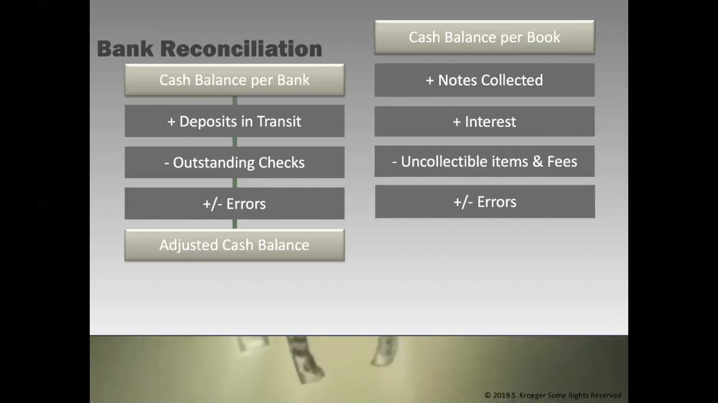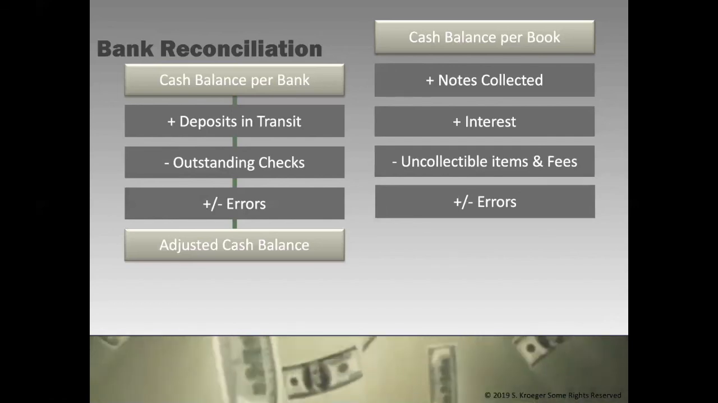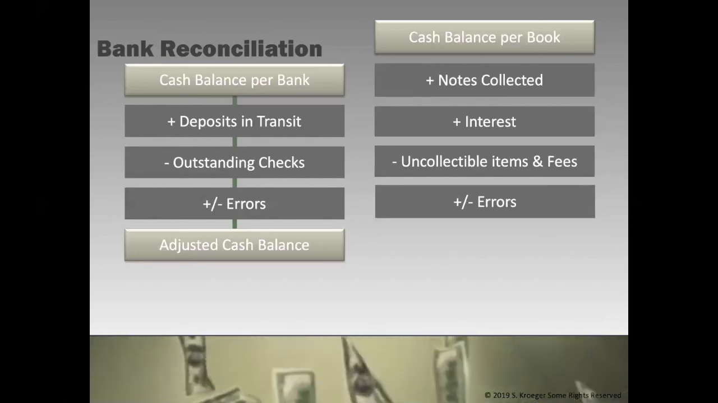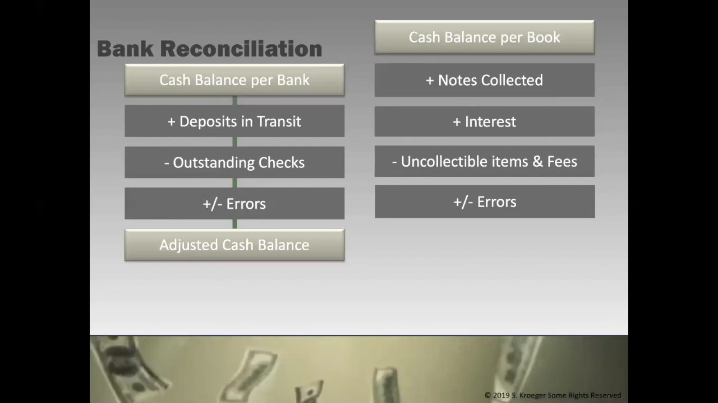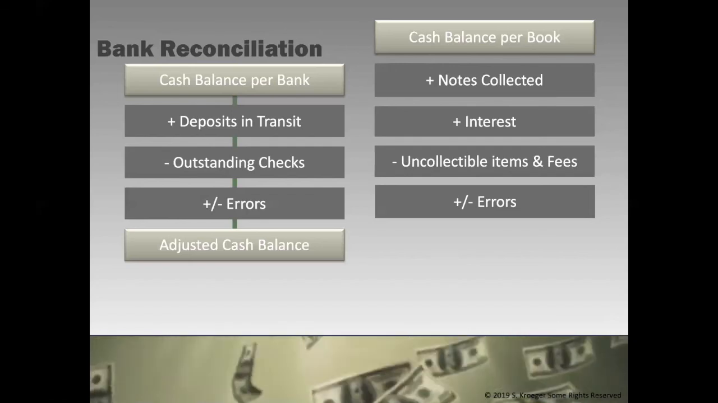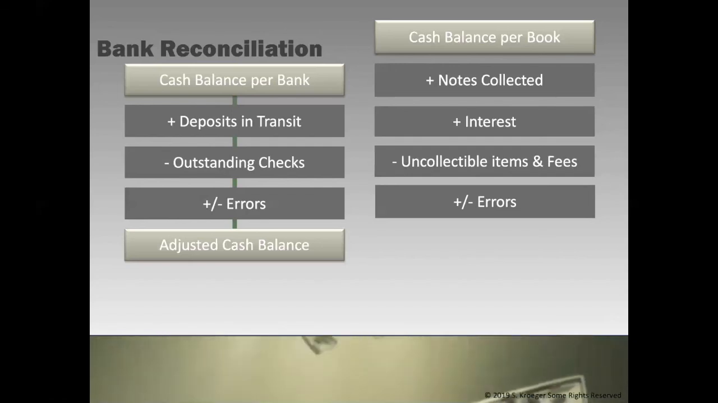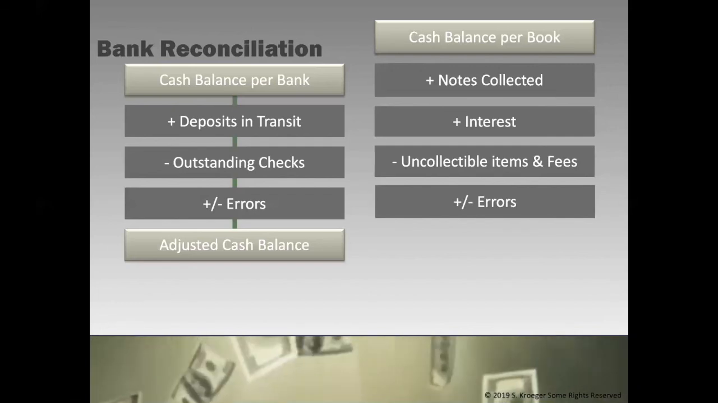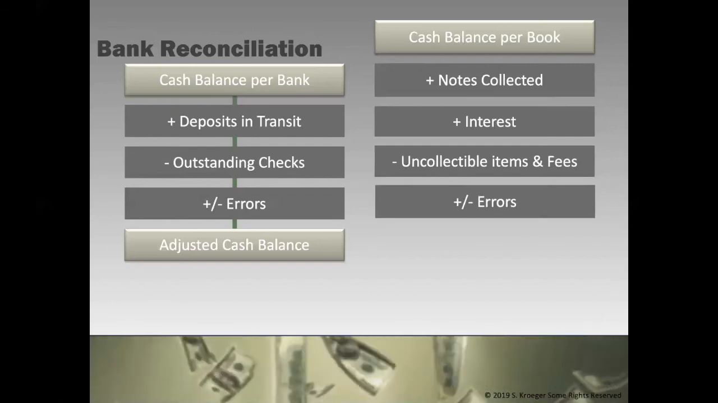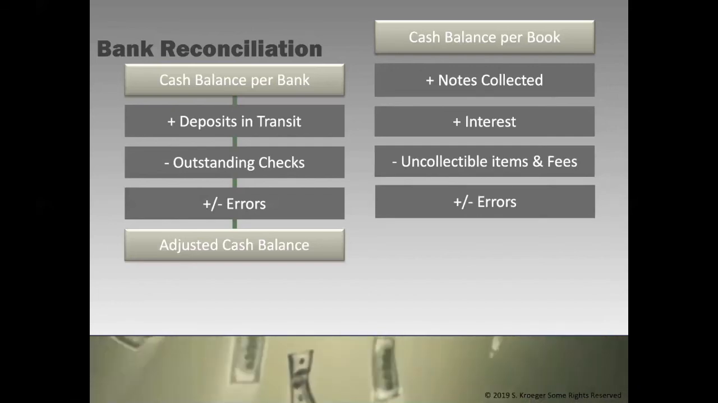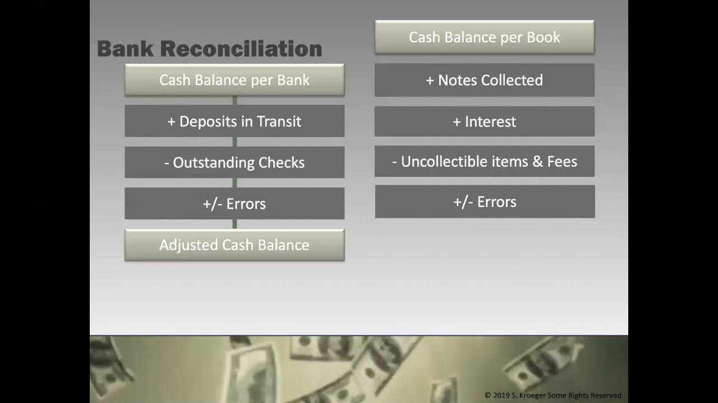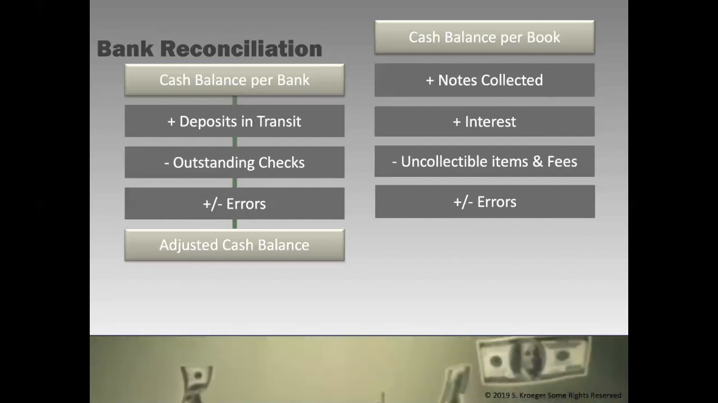Lastly would be errors on the book side. This would be more common than errors on the bank side. This is if the bookkeeper recorded something down incorrectly, you would need to update it. For example, if the bookkeeper said there was a deposit of $100, but really it was only $10, then you would have to take $90 out to fix the error.